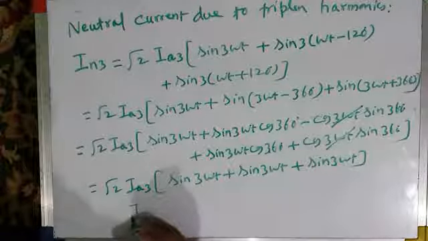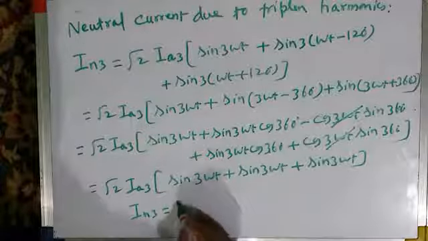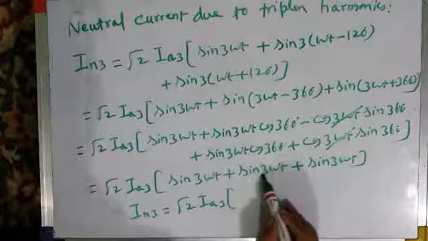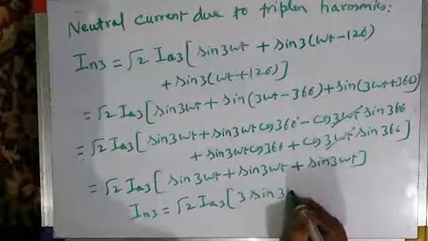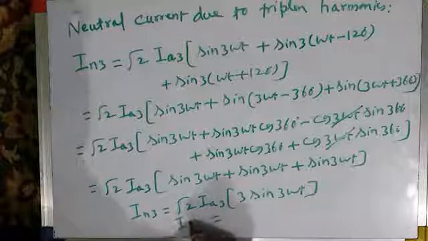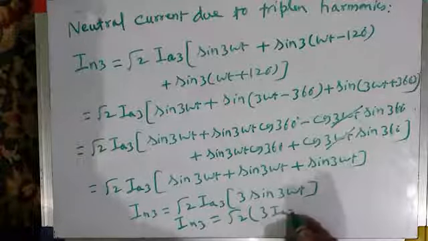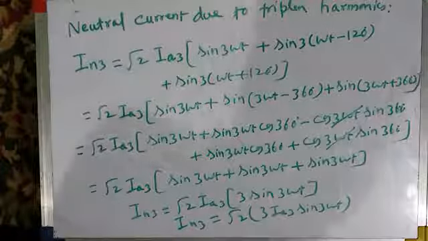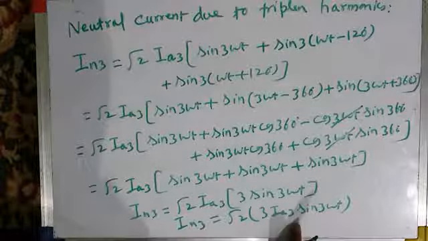So therefore, interestingly, the third harmonic component of current flows in the neutral. That is equal to root 2 I_A3 times sine 3 omega t plus sine 3 omega t plus sine 3 omega t, which is 3 sine 3 omega t. So I_N3 can be written as root 2 into 3 I_A3 sine 3 omega t. A very interesting result. That means the third harmonic component of current does not cancel.